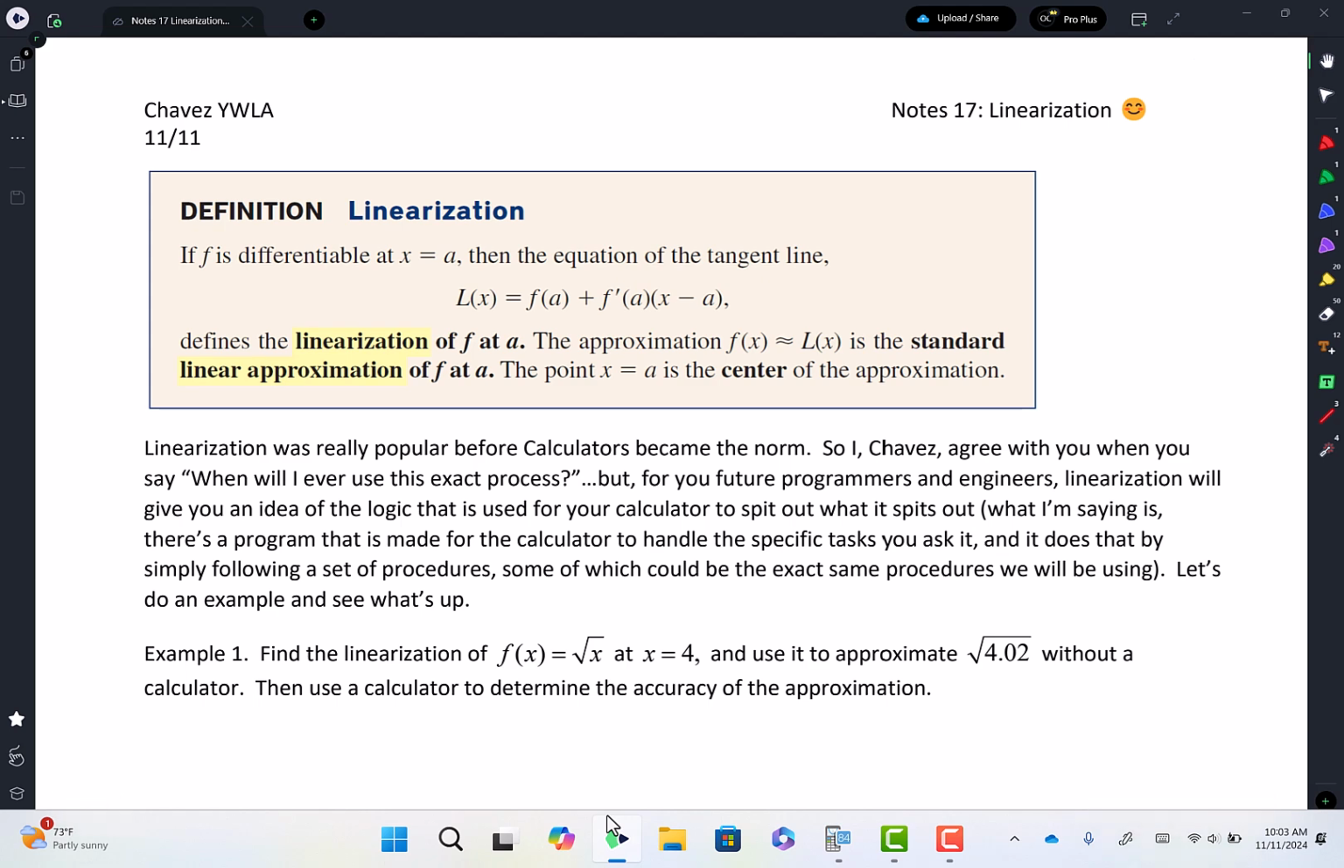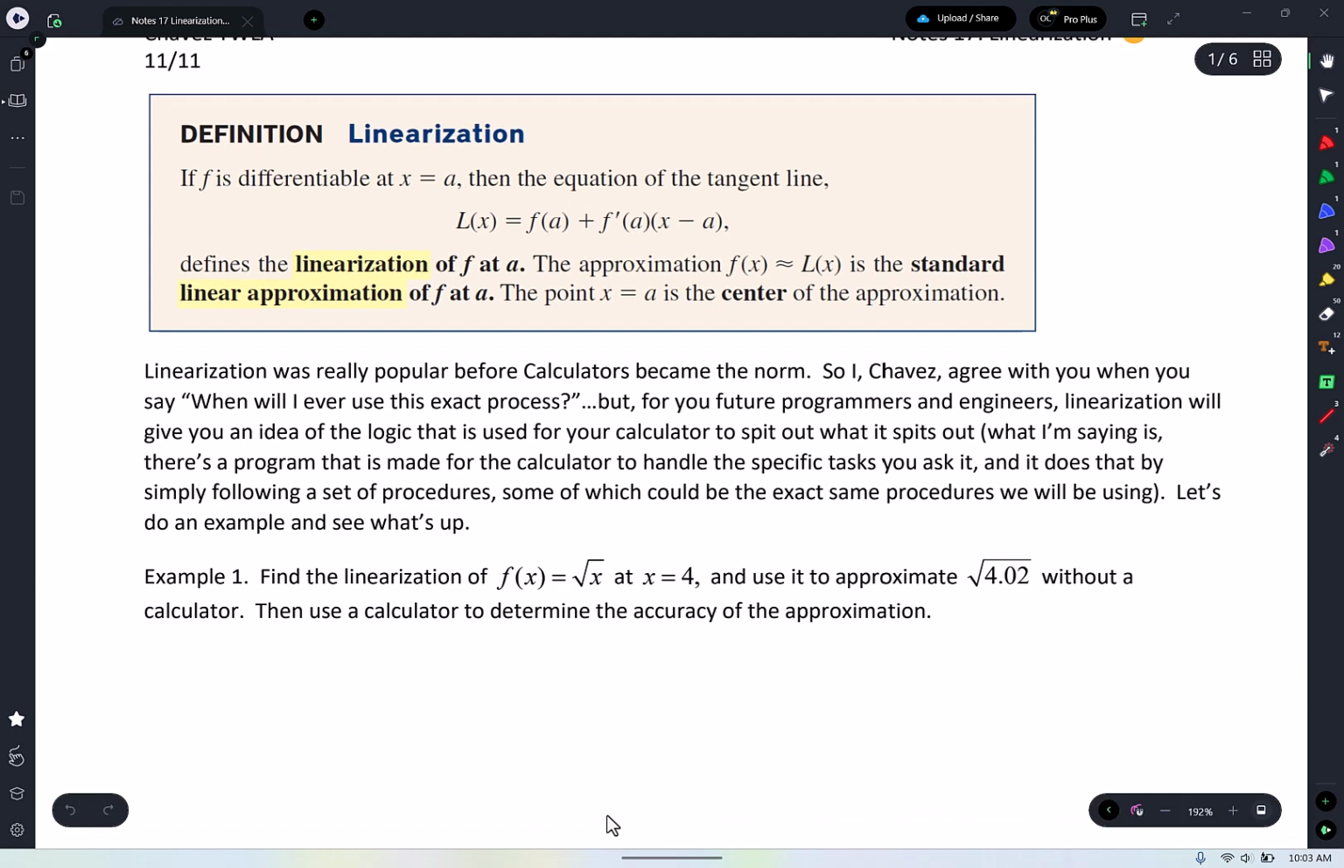All right, so here's the concept. It says linearization: if f is differentiable at x equals a, then the equation of the tangent line, so this is just a tangent line, defines the linearization of f at x equals a. Relax, that's just a tangent line.